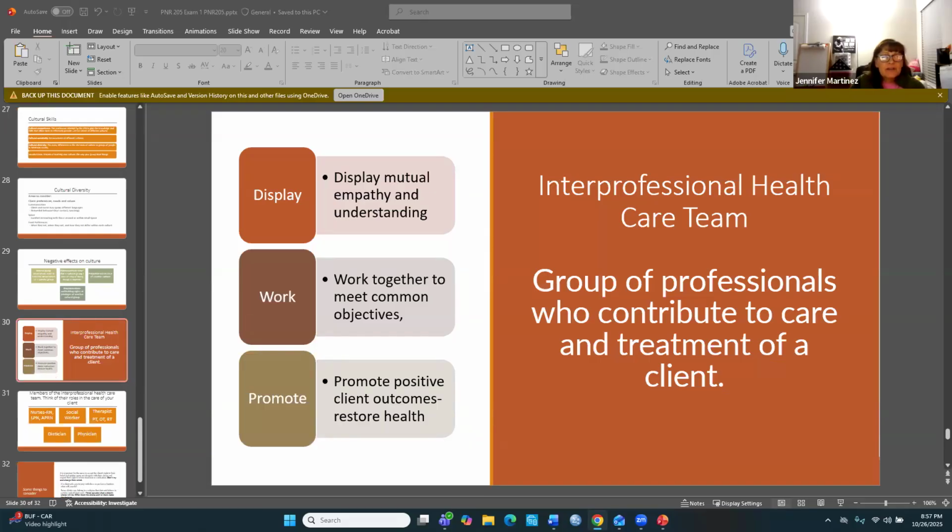Our interdisciplinary care team is the group of professionals who contribute to the care and treatment of a client. They display mutual empathy and understanding. They work together to meet common objectives and promote positive patient outcomes to restore health.